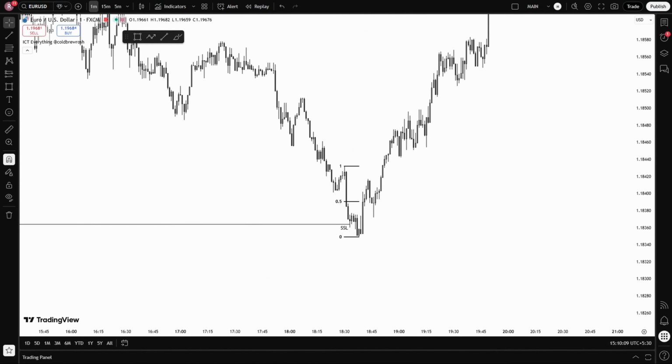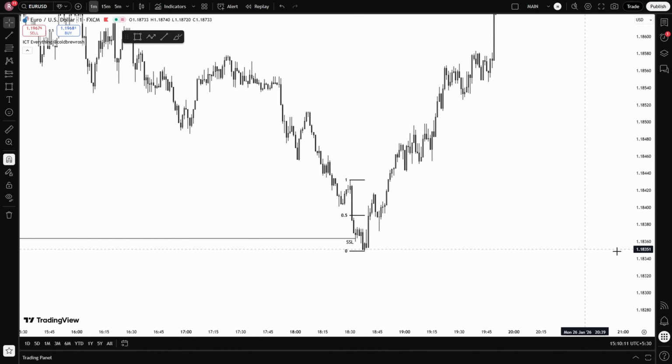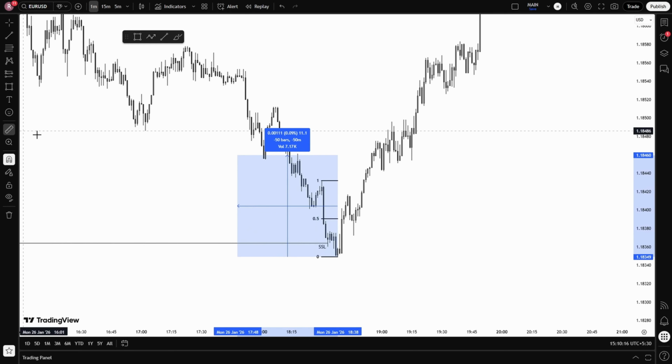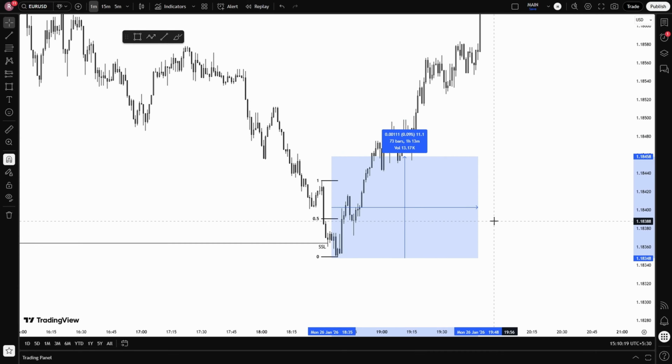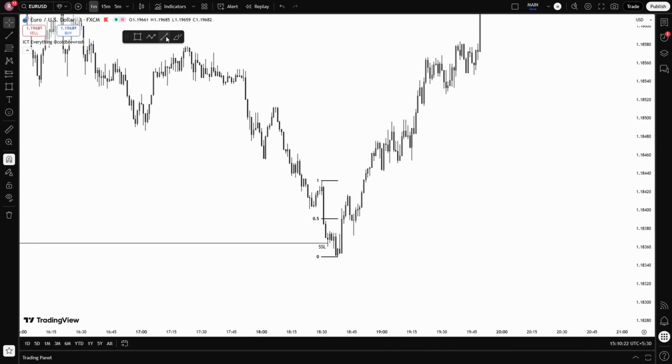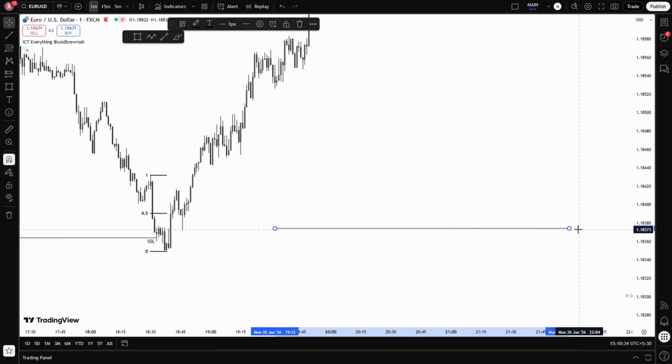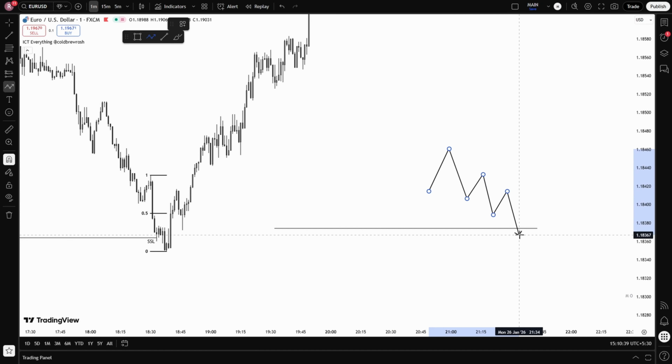Now let's talk about the displacement leg. Just like the manipulation leg forms on the left side of the liquidity sweep, the displacement leg will always form on the right side of the liquidity sweep. Once you understand which side the displacement leg appears on, it becomes much easier to identify it correctly. So now let me explain what exactly the displacement leg is. The displacement leg is the leg that gives us confirmation that price is actually ready to reverse. This is the leg that shows intent. This is the leg that tells us the manipulation phase is over and the real move is starting.